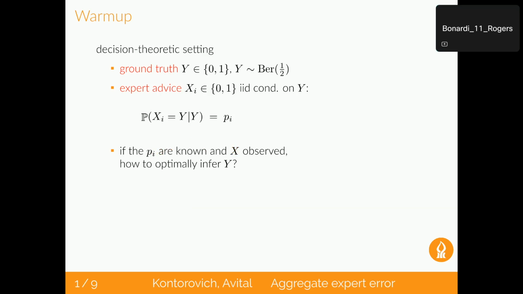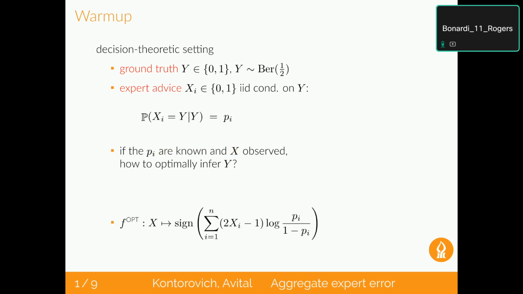This is a classic problem. I'm sure you've all seen this. The answer is to do a weighted majority vote where you turn each expert into a signed bit. This turns a 0-1 bit into a -1, +1 bit, and you weight it by the log odds. This expression is the log odds of the ith expert being correct. This is an easy consequence of the Neyman-Pearson lemma. It's really a simple exercise.